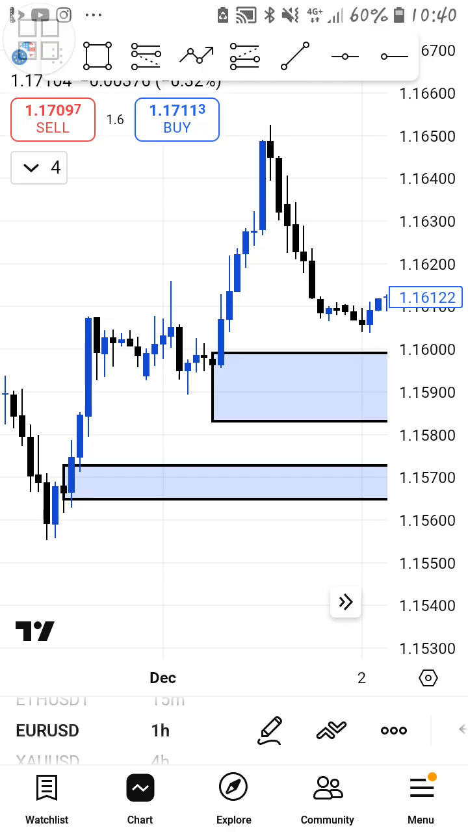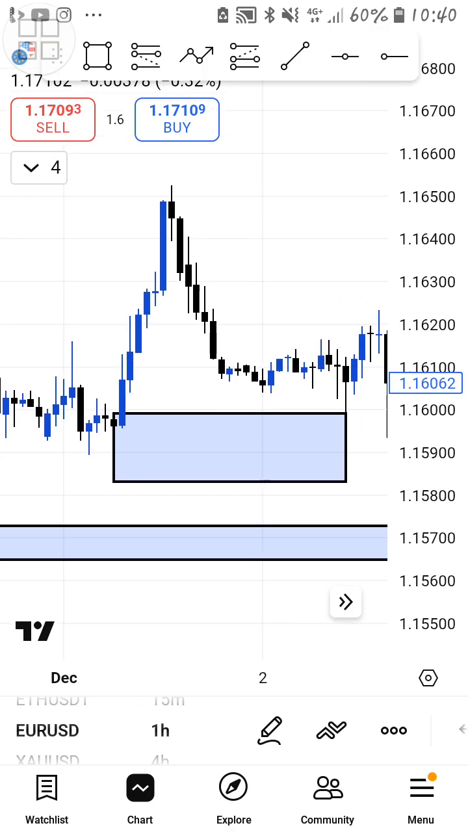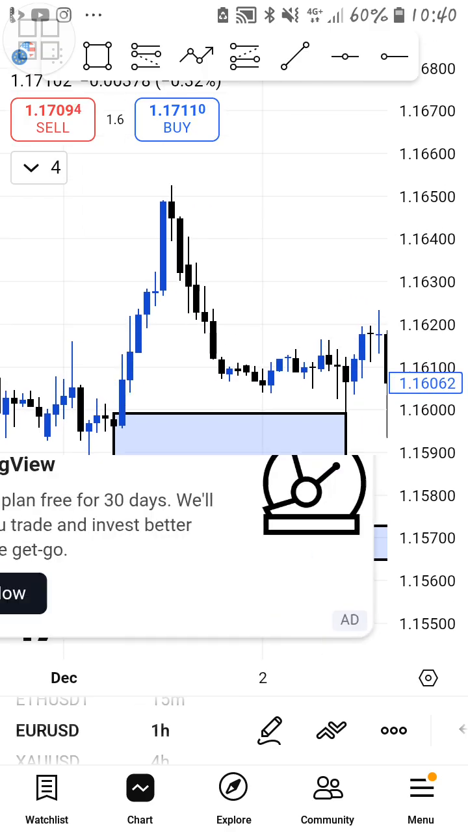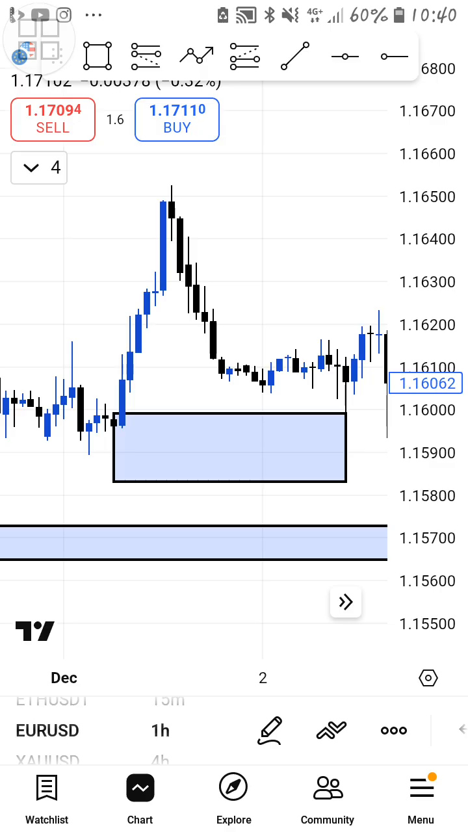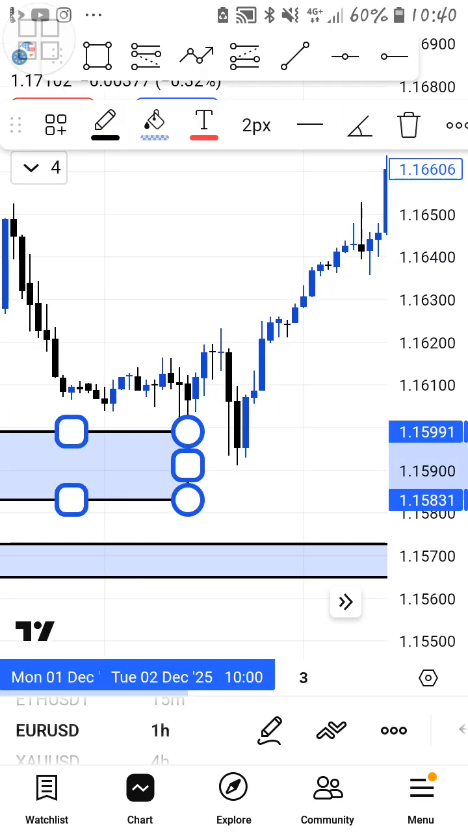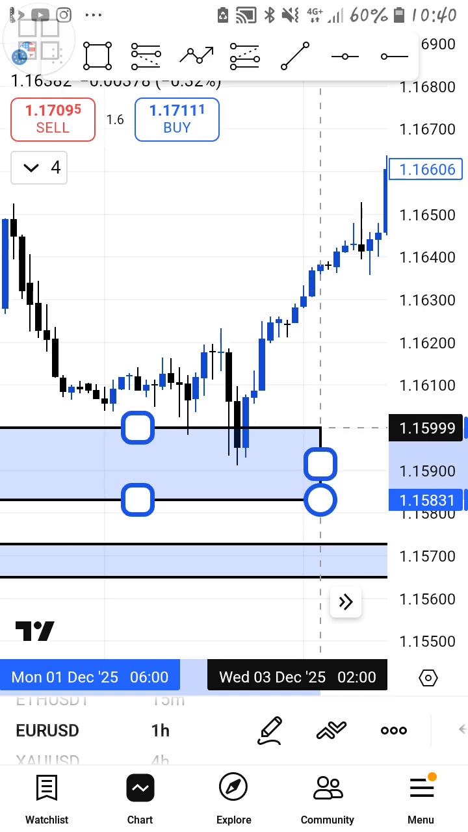But what did I tell you? Not every demand zone will be mitigated. The price just came, consolidated here, made a bit of a consolidation, did not mitigate that demand zone. Instead, it continued going higher. So that's why we look for more opportunities. While the price continues to go higher, it will create another demand zone, as we can see right over here. So what I did, I marked out that demand zone.